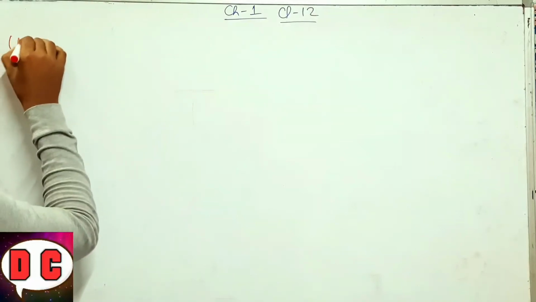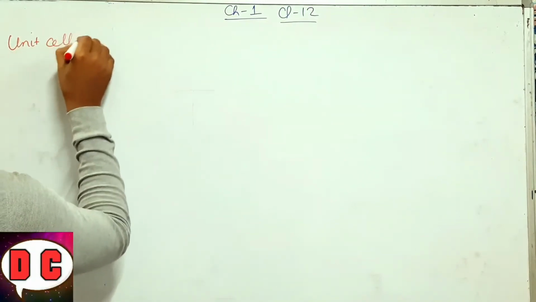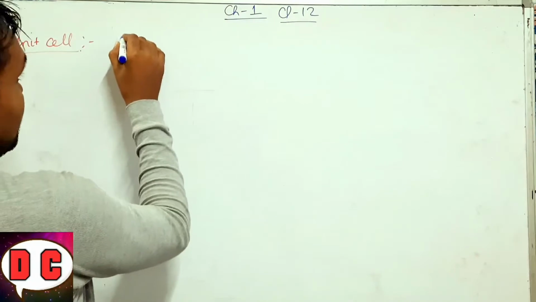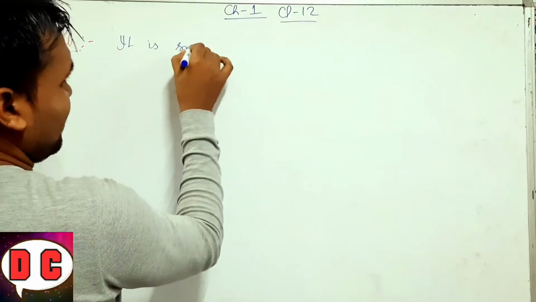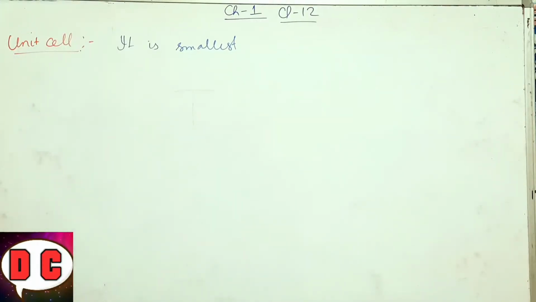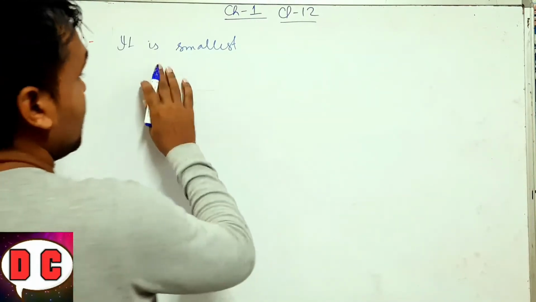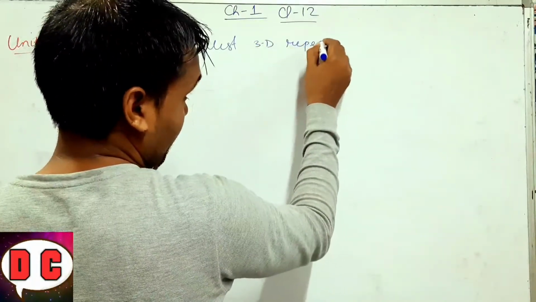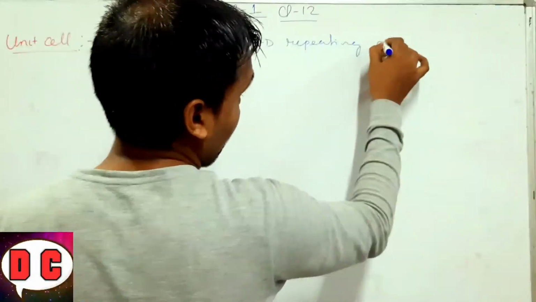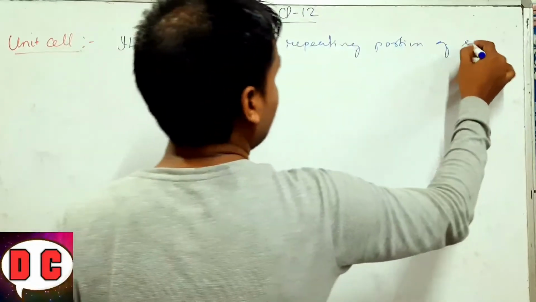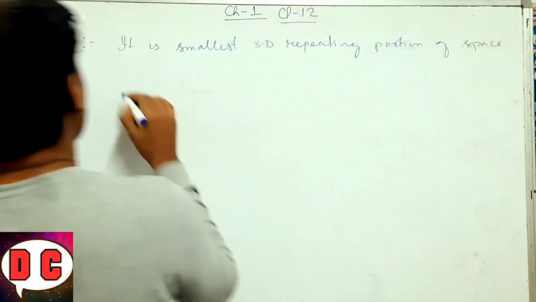Let us just discuss a little bit about the unit cell. So what is a unit cell? Okay, so the unit cell is the smallest three-dimensional repeating portion of a space lattice.